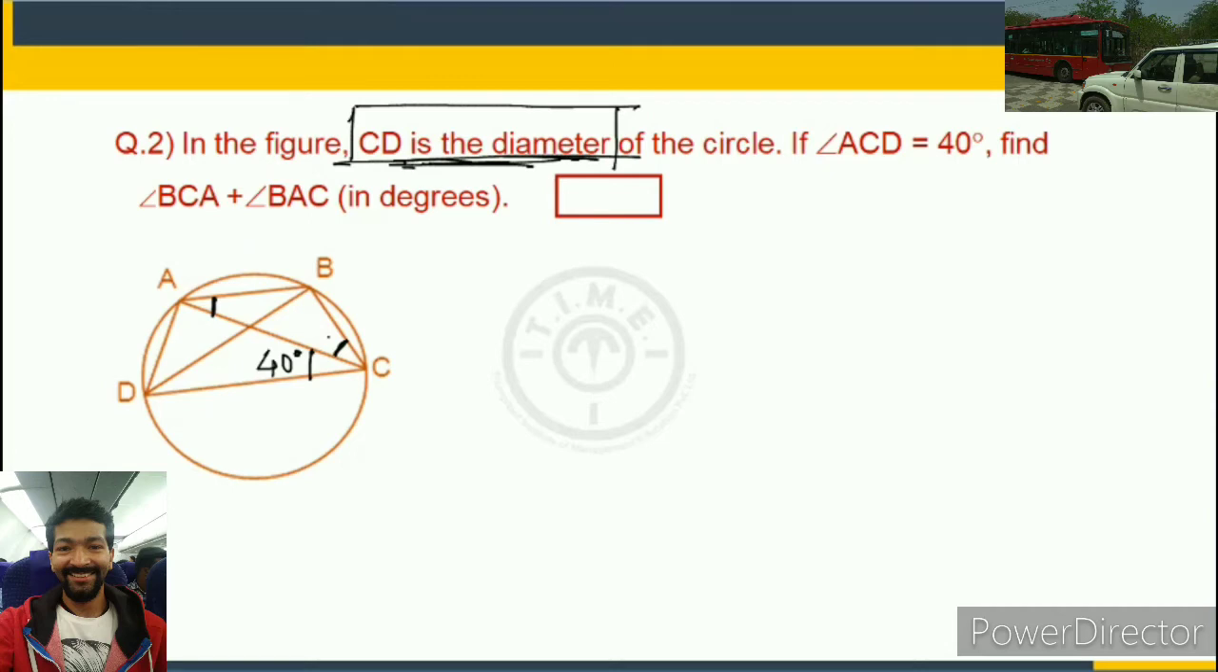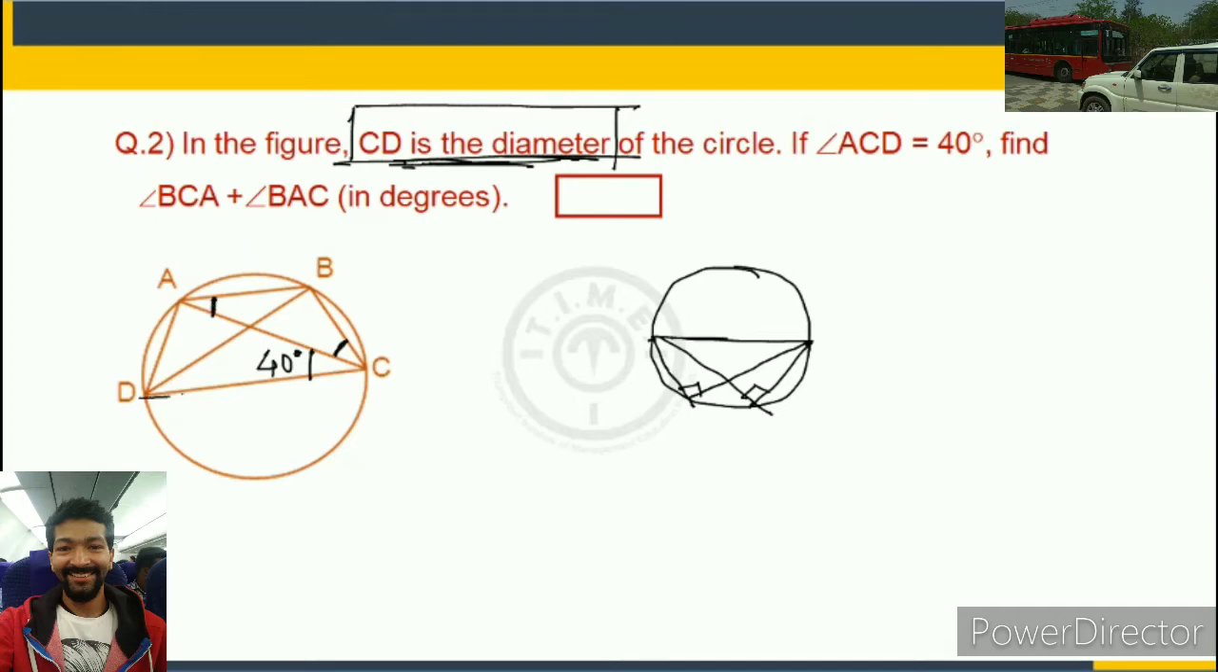Okay, I hope you have read the question. I hope you have read what the constraints are here. CD is the diameter. So the angle property that I'm trying to use here, I hope you are aware of this property. In case of a circle, if you have a diameter, that diameter would always subtend an angle of 90 degree at any point on the circumference. Whichever point you take on the circumference, the angle subtended would always be 90 degree. Now here it's clearly mentioned that CD is the diameter, this angle is 40. What you need to do is find out the sum of these two angles which I have marked.